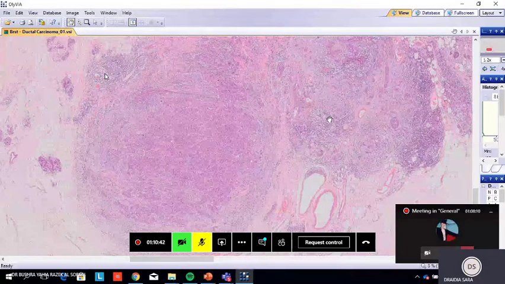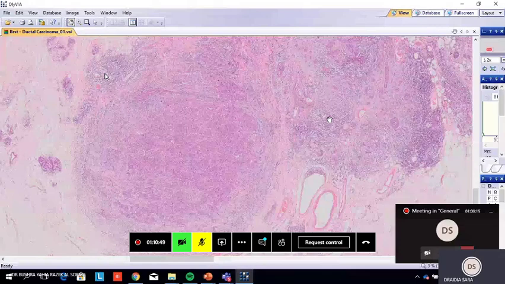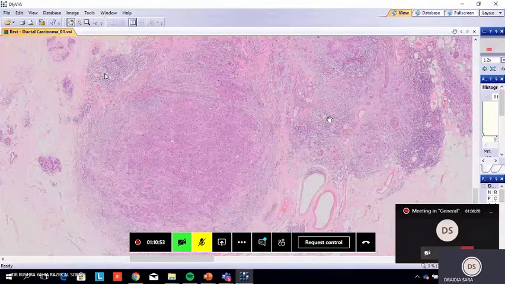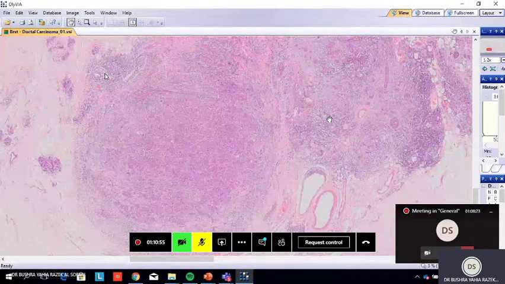Doctor, I have a question. When we talk about infiltration, are we talking about infiltration into the fibromyxoid tissue or the fibrofatty tissue in the breast? I'm confused about that.